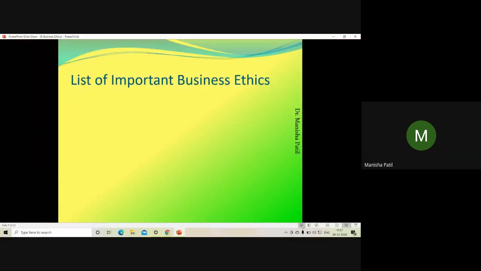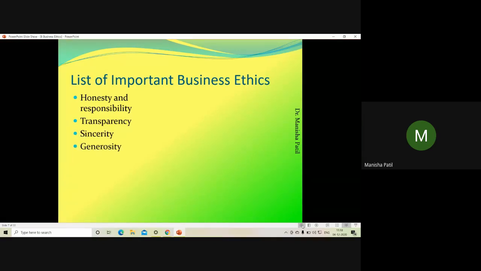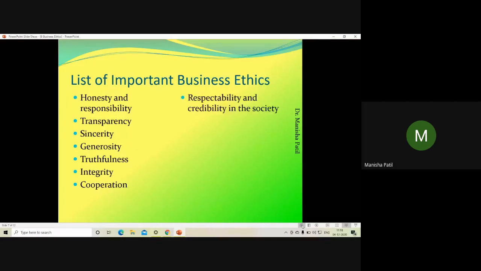Let's enumerate a list of important business ethics. Number 1, honesty and responsibility. Number 2, transparency. Number 3, sincerity. Number 4, generosity. Number 5, truthfulness. Number 6, integrity. Number 7, cooperation. Number 8, respectability and credibility in the society. Number 9, better decision making. Number 10, environmental sustainability. Number 11, welfare of society.